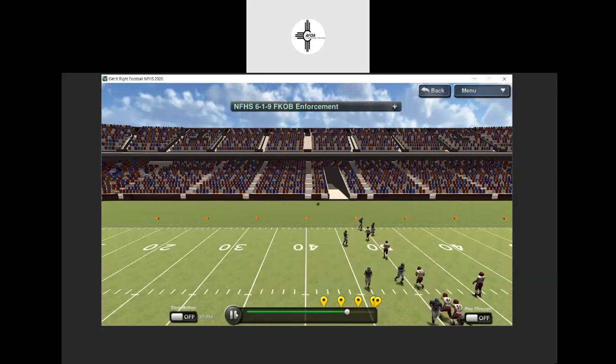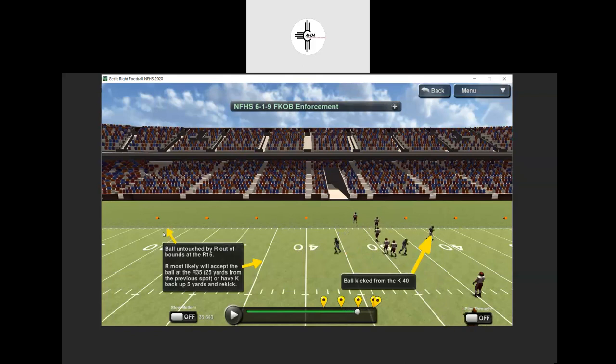Next, you're going to see the ball getting kicked, and it drops down here about the 15-yard line. So the options again, receiving team can go ahead and back up the kicking team again, 5 yards, have them re-kick, or they can take the ball 25 yards from the previous spot, which would put it there at the 35-yard line.